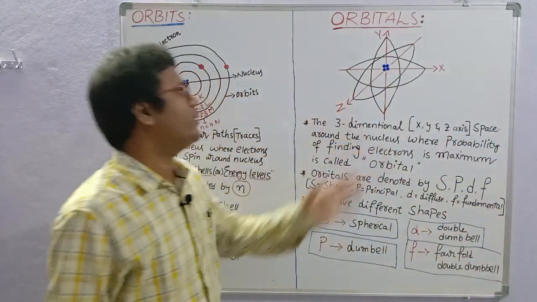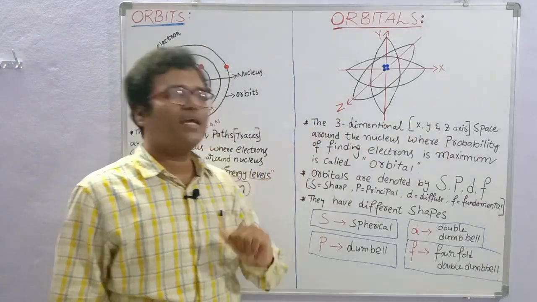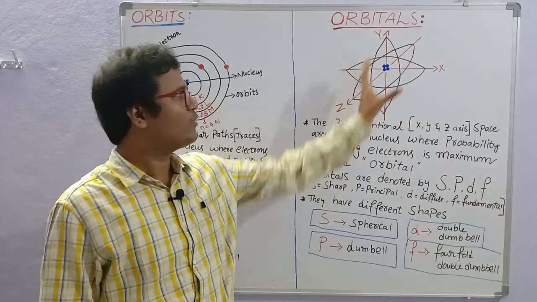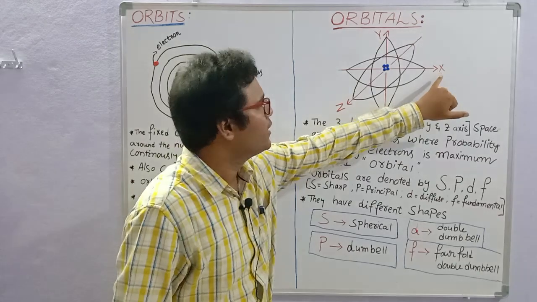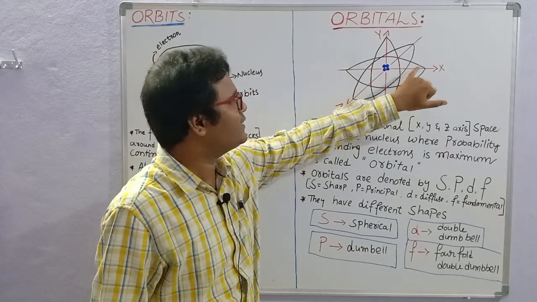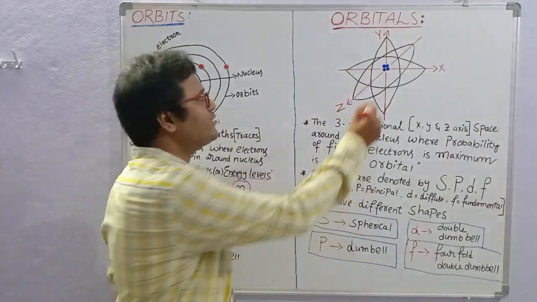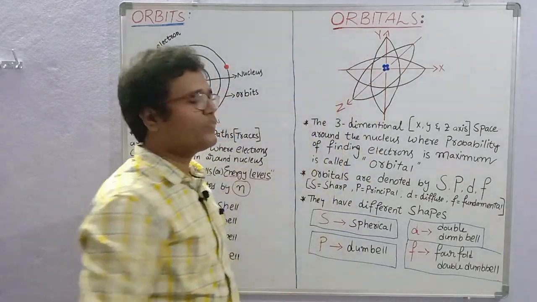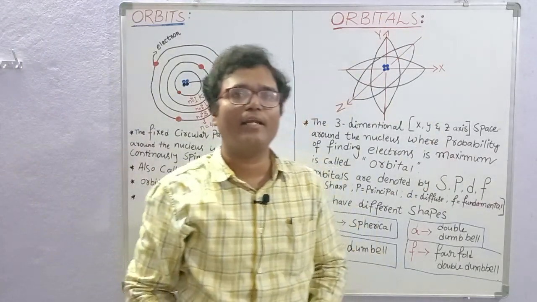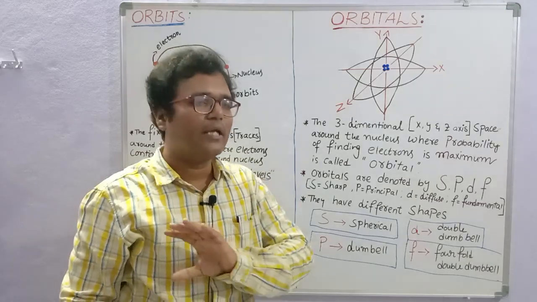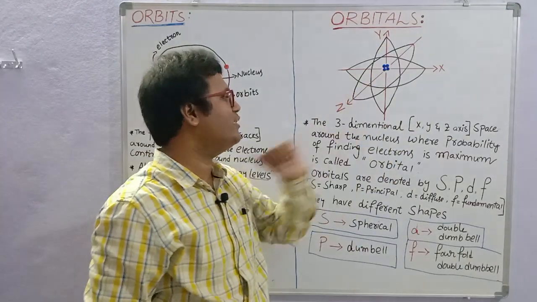Then what is orbital? Orbital is the three-dimensional space around the nucleus where electron may be present. You may find electron in this space. That is, the electron may be present on the x-axis, or on the y-axis, or you may find the electron on the z-axis. At the center, this is the nucleus. So orbital is the space around the nucleus of an atom where you may find the electron. It is the three-dimensional space. It represents the three-axis system x, y and z.